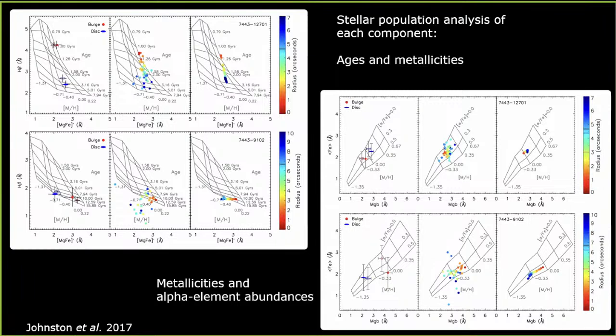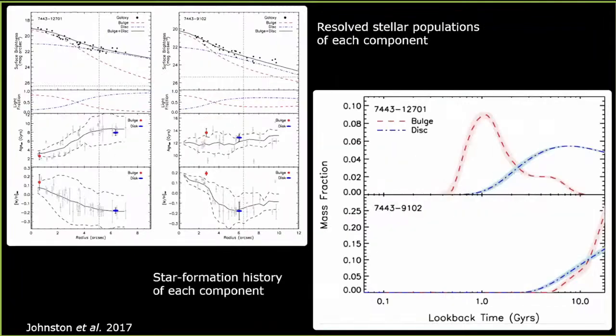This can be done just by looking at individual lines, but you can do a full fitting to extract the full star formation history of the galaxies. And you can do it as a function of radius. This is what it shows here.